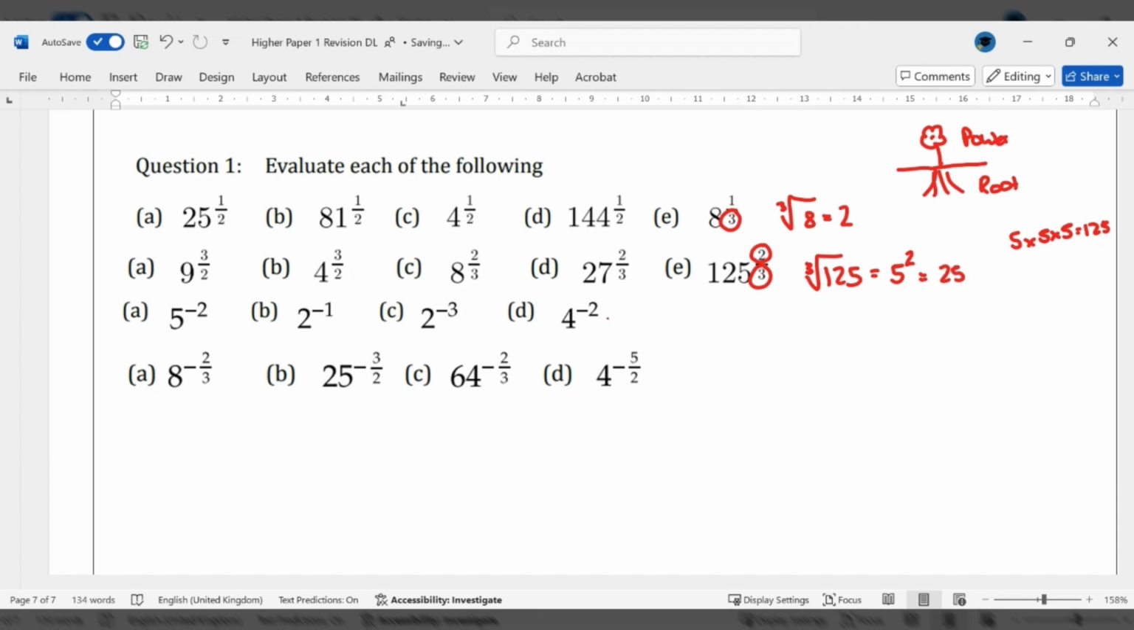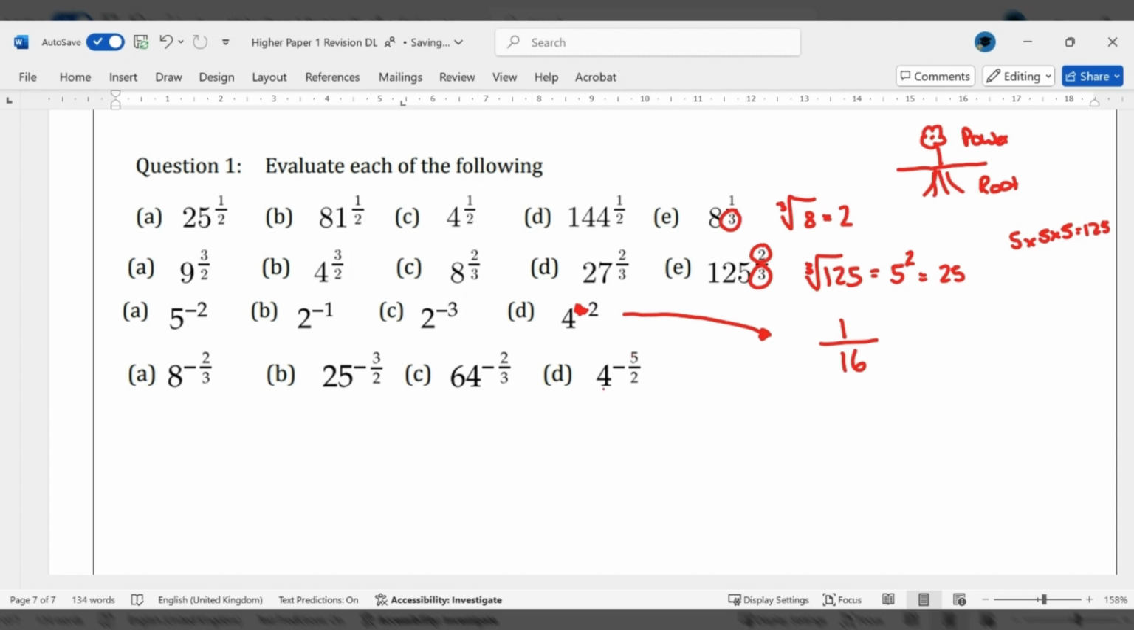If it's a negative indice, try and remember that rule. If an indice is negative, it just means 1 over. So ignore the minus, because that's what's going to happen. We're now left with the sum 4 squared. 4 squared is 16. So instead of being 16, because it's minus, it'll be 1 over 16. So the answer isn't negative, it's 1 over.